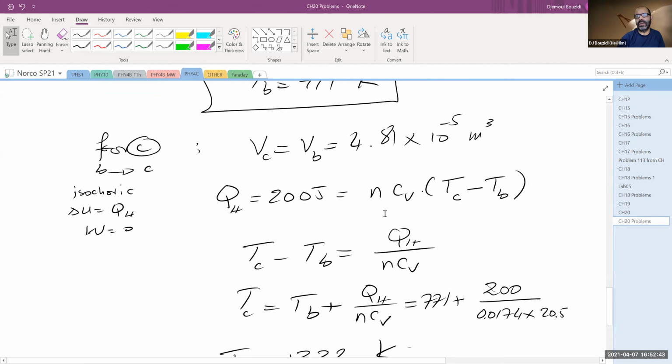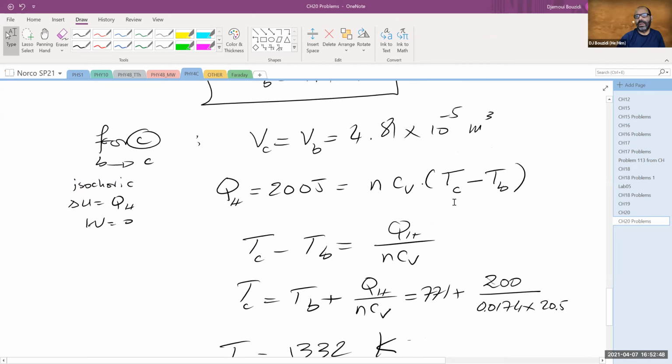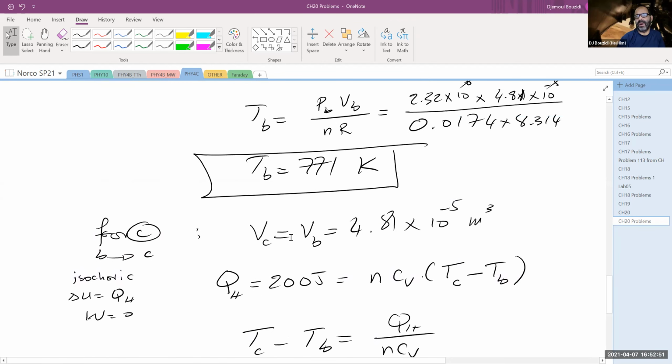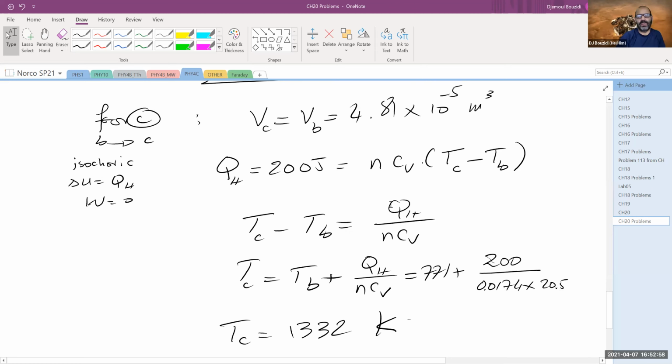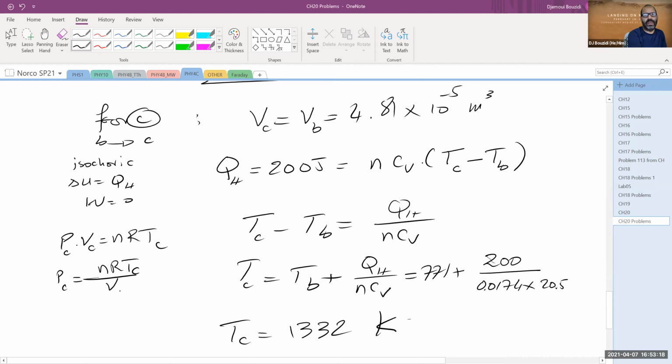Did we calculate PC or not? So we found TC. We have the volume, but we need PC also. Actually, that was one of the questions we were supposed to find. So we didn't do that. We need to find that pressure at that point. So you have two options now. You know PV equals nRT, and for the point C, you have PC times VC equals nRTC. We just found what TC is. So we can find PC, which is nRTC over VC.